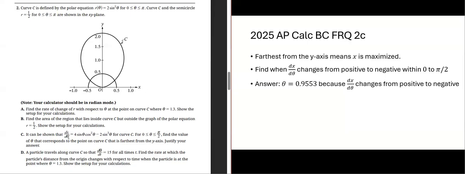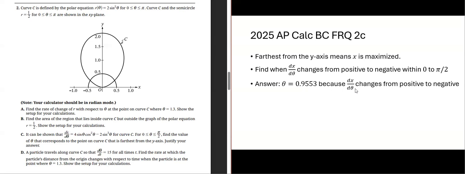So that's why they gave us dx d theta. We're going to set it equal to 0 and find where, when it's maximum, that means dx d theta changes from positive to negative, remember? So we graph dx d theta. We find within 0 to pi over 2 where it changes from positive to negative, that's 0.9553, okay?